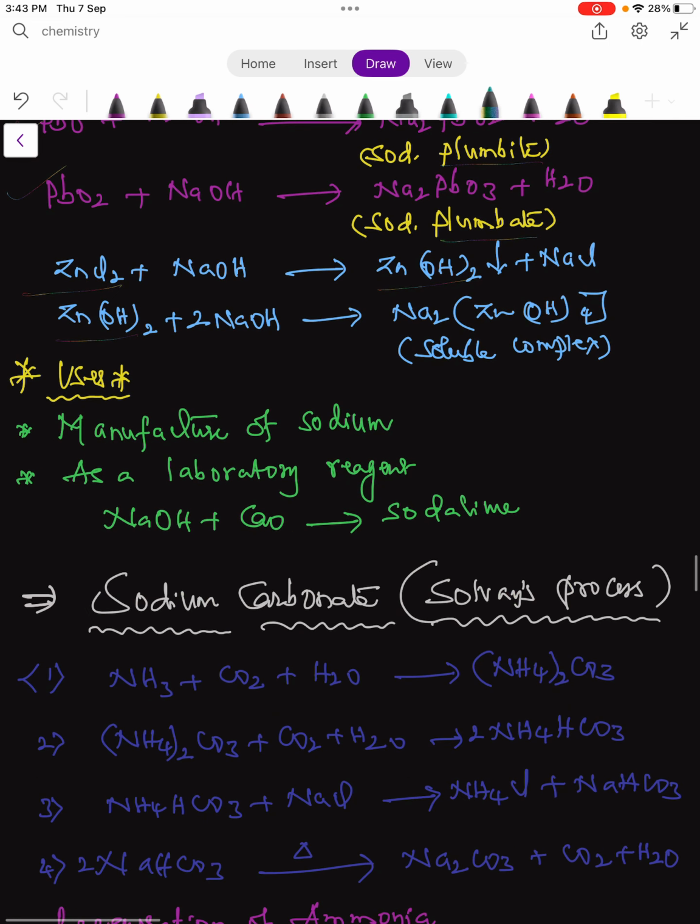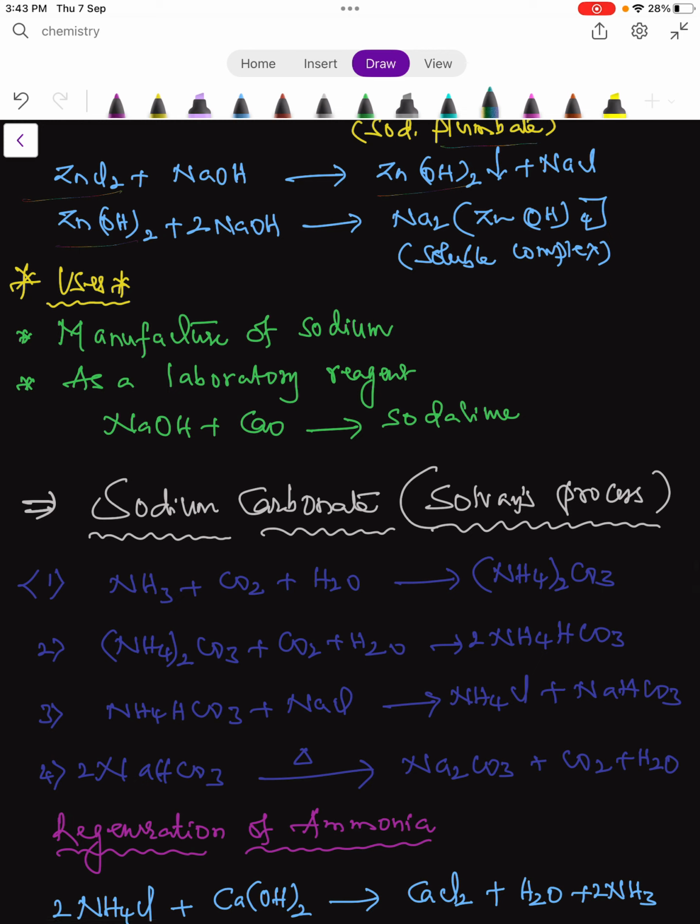Let us see the uses of this caustic soda. It is used in the manufacture of sodium and as a laboratory reagent. The mixture of calcium oxide and sodium hydroxide is called soda lime.